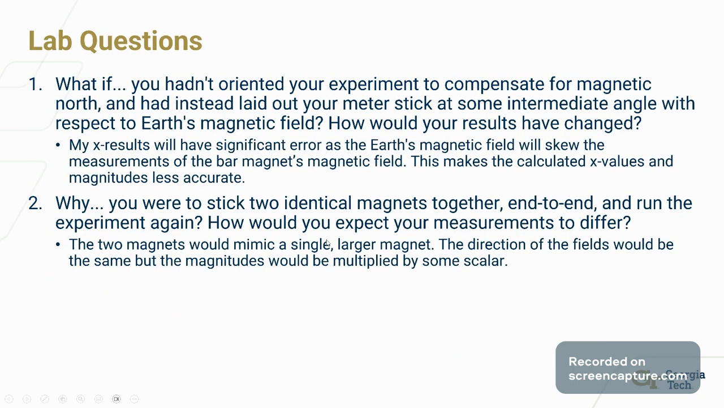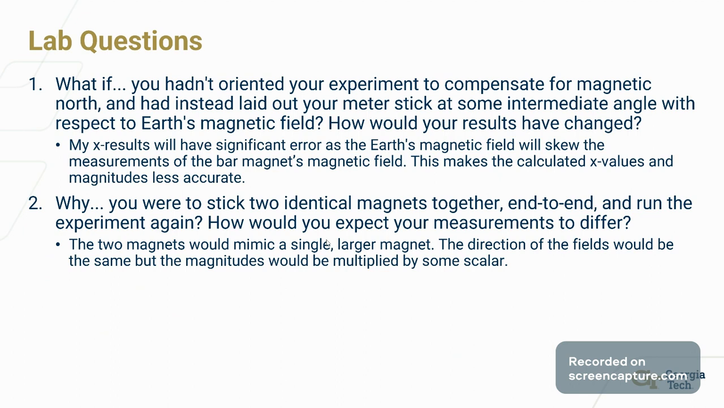So the lab questions. If you haven't oriented your experiment to compensate for magnetic north and had instead laid out the meter stick at some intermediate angle with respect to Earth's magnetic field, how would your results change? Okay, so my X results will have significant error as the Earth's magnetic field will skew the measurements of the barred magnet's magnetic field. This makes the calculated X values as well as the magnitude less accurate.